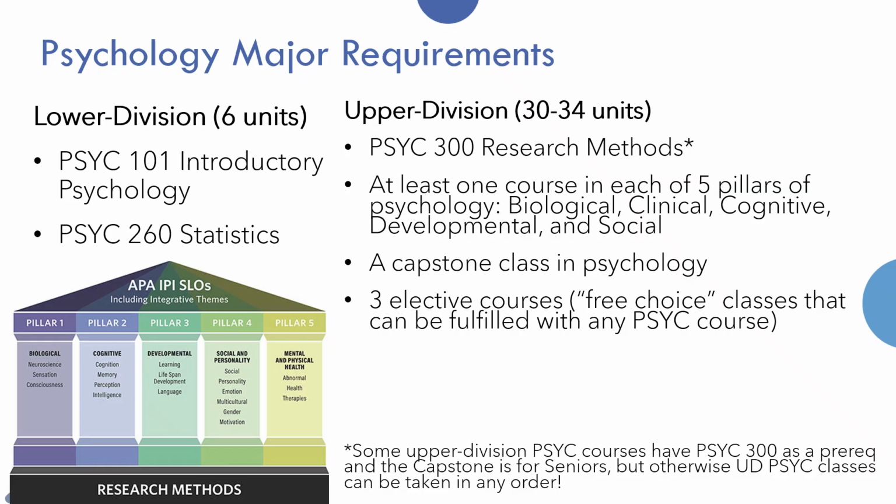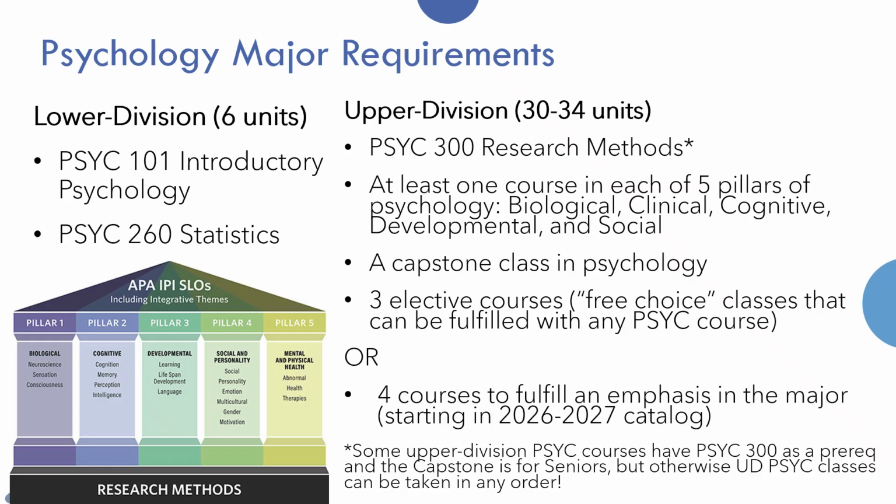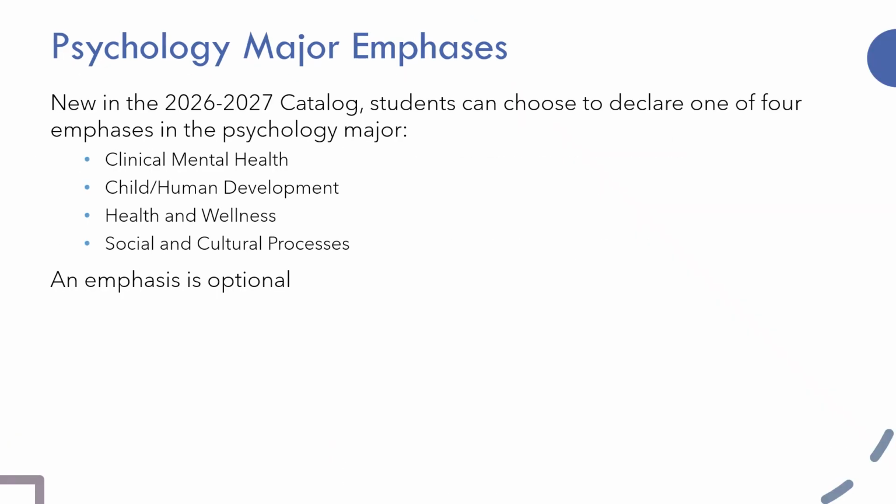New in the 2026-2027 catalog, students can declare an emphasis in the major. This emphasis would replace the 3 elective courses to require students to take courses from a particular list that align with the content of the emphasis. These emphases include clinical mental health, child and human development, health and wellness, and social and cultural processes.